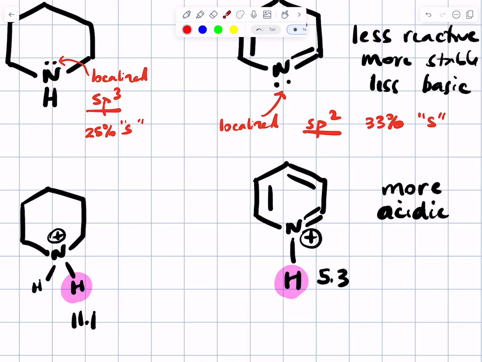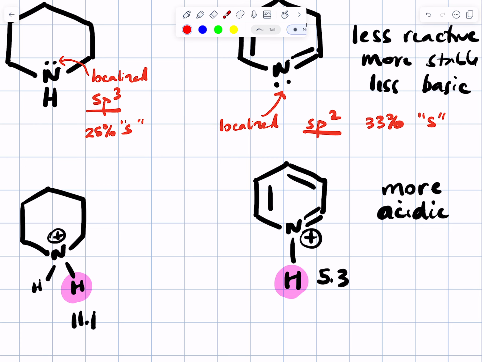S orbitals are lower in energy than p orbitals, so simply by averaging, an orbital that has more S character is lower in energy. So that means having 33% S character is enough to lower the energy of the lone pair in pyridine relative to the lone pair in piperidine, and that's why the corresponding conjugate acid is more acidic.